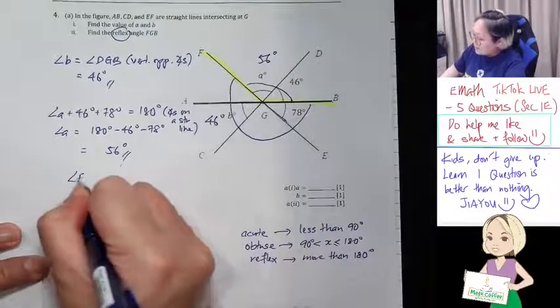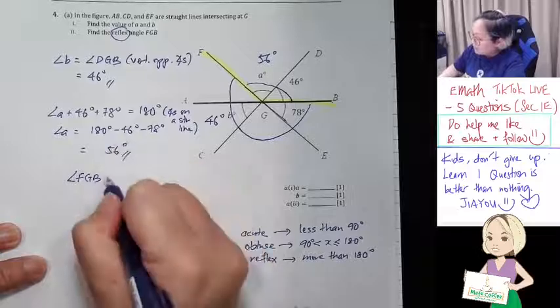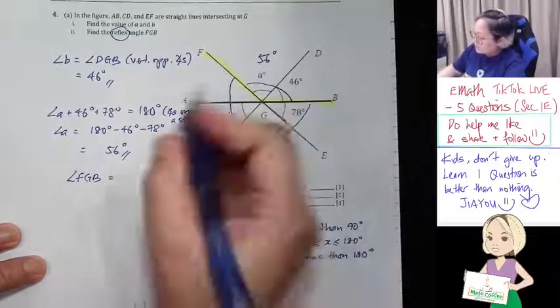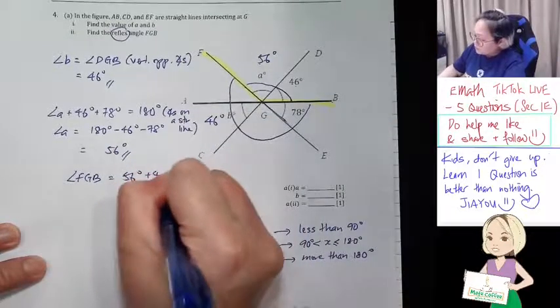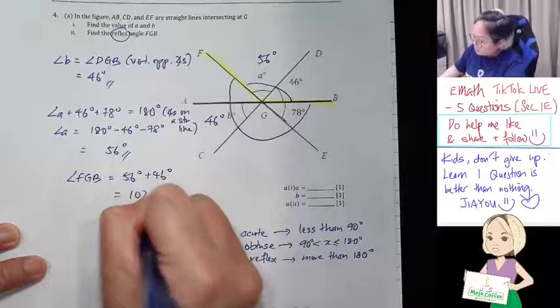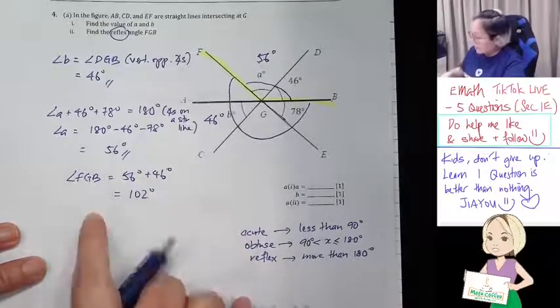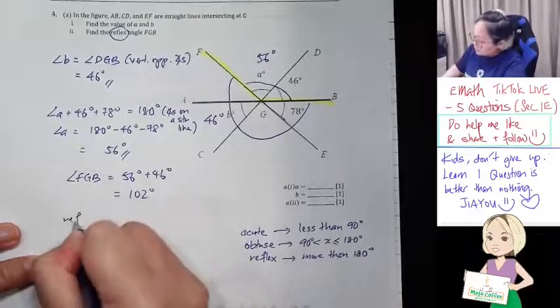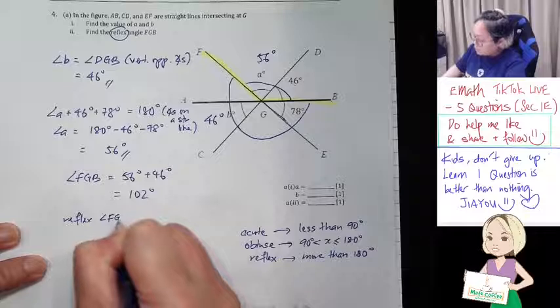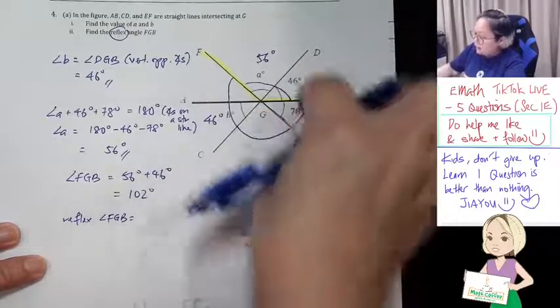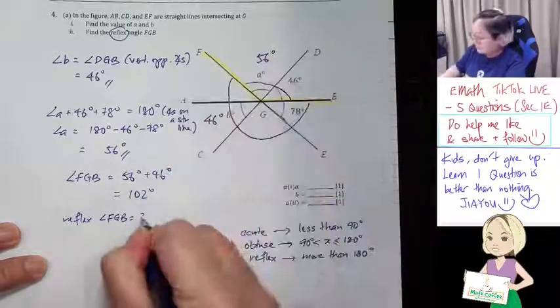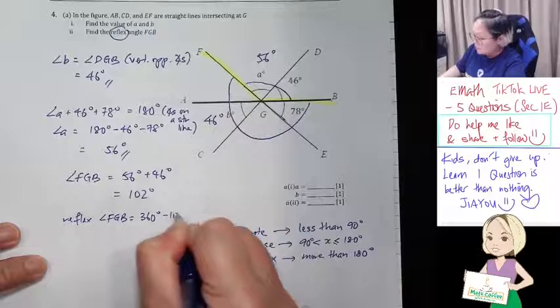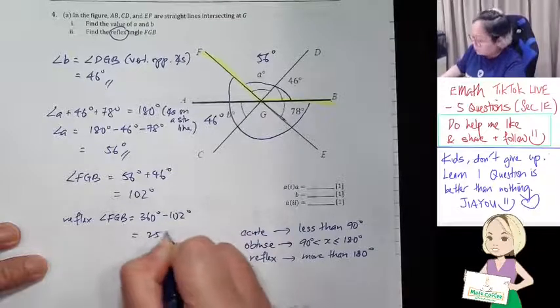So my angle FGB, the obtuse one, will be just 56 plus 46. So 56 plus 46 will give me 102 degree. I want the reflex, right? So I want the reflex angle FGB. I will just take 360 degree minus 102 and I will get 258 degree. Done.